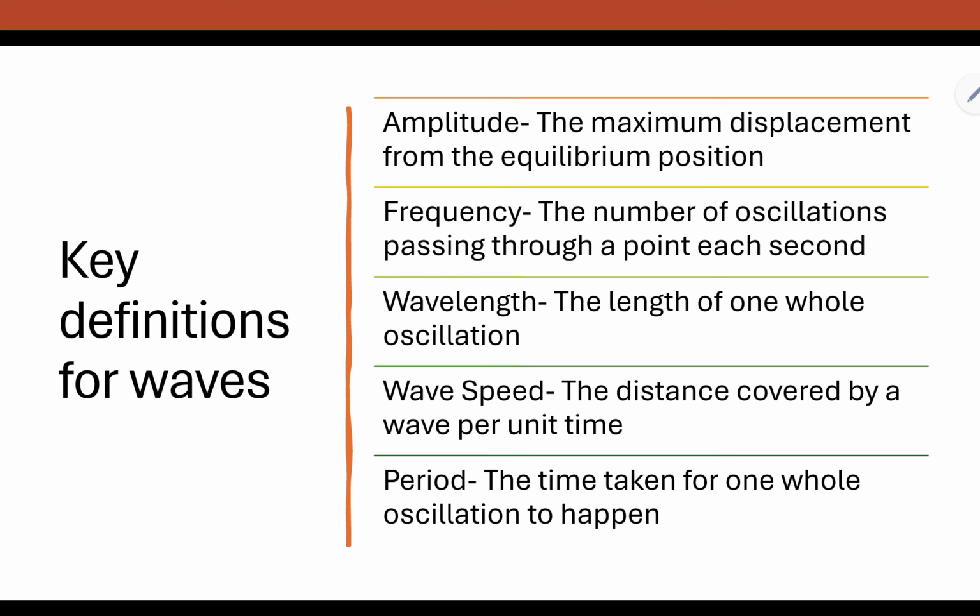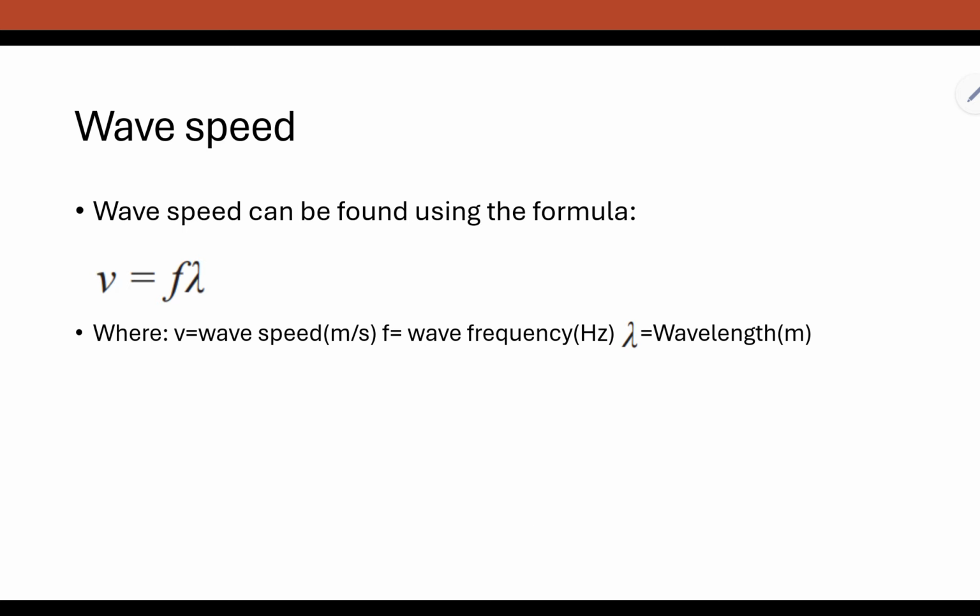Amplitude means the maximum displacement from the equilibrium position. Frequency means the number of oscillations passing through a point each second. Wavelength means the length of one whole oscillation. Wave speed means the distance covered by a wave per unit time. And period means the time taken for one whole oscillation to happen.